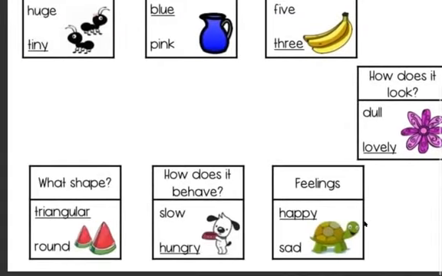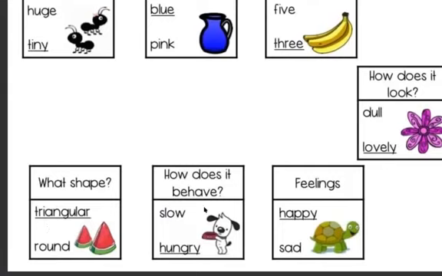And look at these pieces of watermelon. They are cut in triangular shape. What shape? Triangular or round? Triangular. So you have to underline triangular.